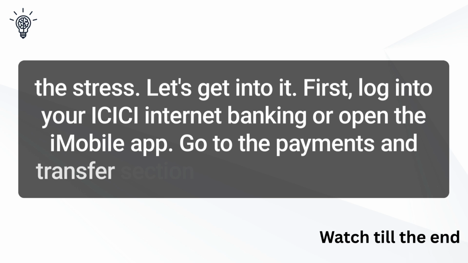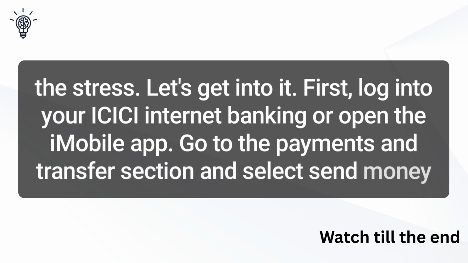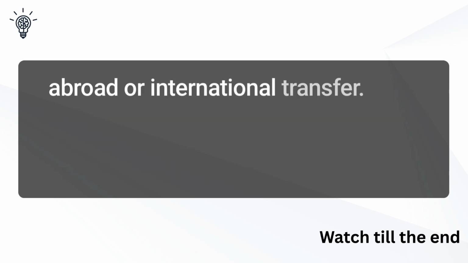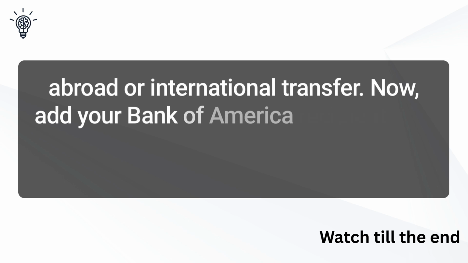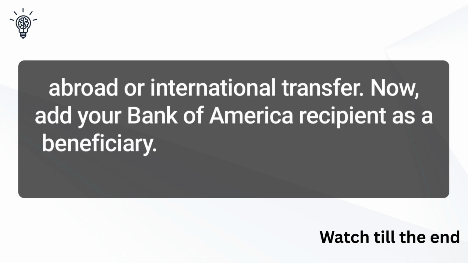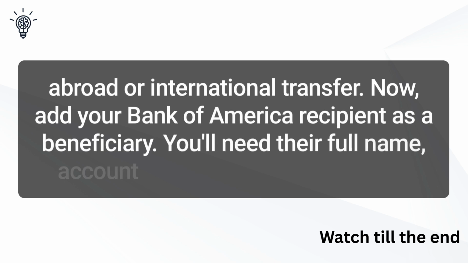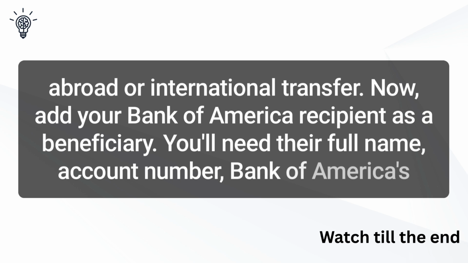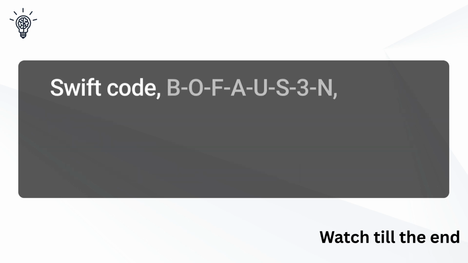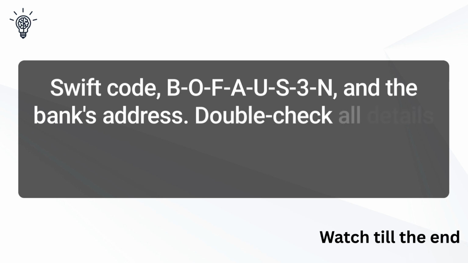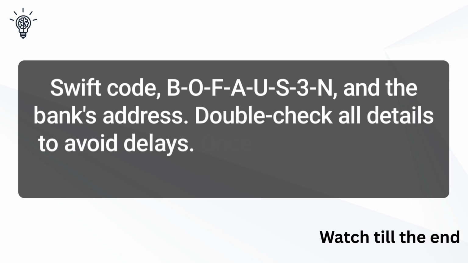Go to the Payments and Transfers section and select Send Money Abroad or International Transfer. Now add your Bank of America recipient as a beneficiary. You'll need their full name, account number, Bank of America's SWIFT code, BOFAUS3N, and the bank's address. Double-check all details to avoid delays.